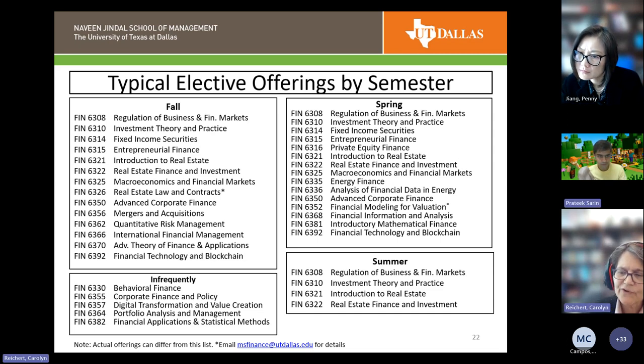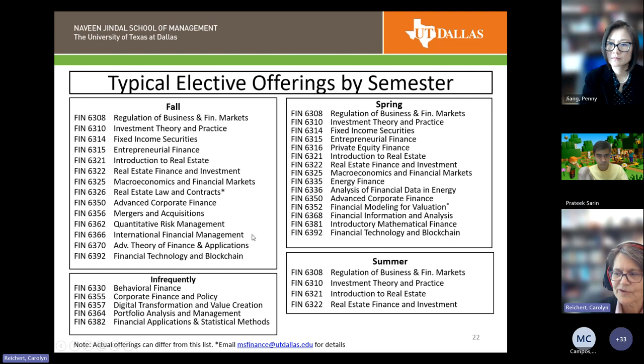So for example, this fall, international financial management's not available, but quantitative risk, which traditionally hadn't been offered very much, is. So as faculty change a little bit, some of this shifts a little bit, but it gives you an idea of what's typically available. In terms of classes, sometimes we have new classes come on, sometimes we have old classes go. And so there's that. So let me see what else is in the chat that I have missed.